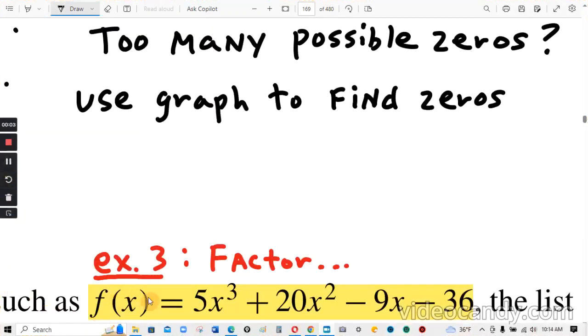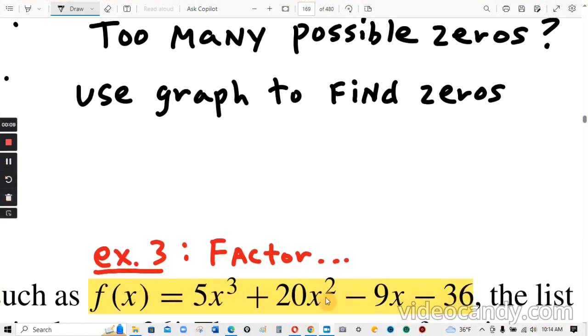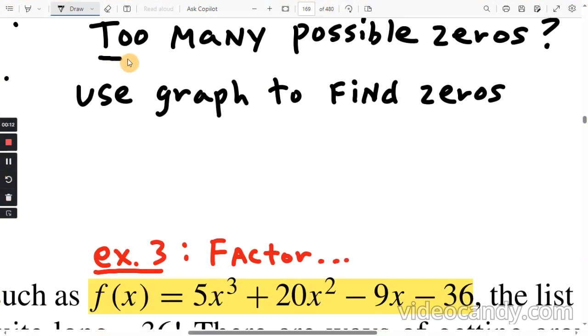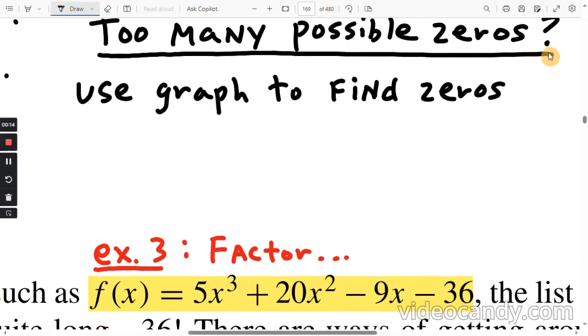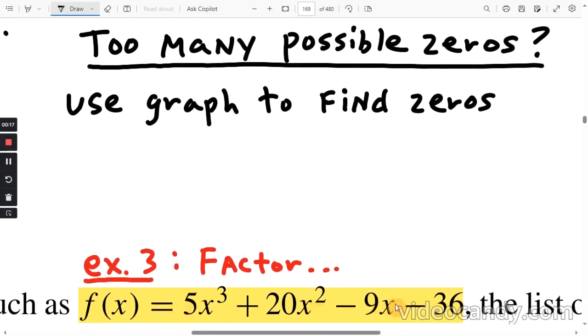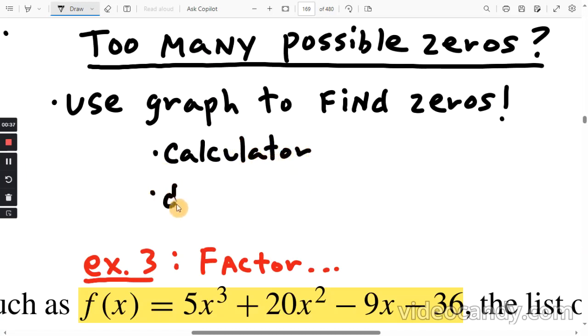So right here, the third example, if you use the rational zero theorem and you did P over Q, you may end up with too many possible zeros. Like for instance, this one here, it's going to have 36 possible zeros. So what you want to do is use the graph to find the zeros. If you have a graphing calculator, you can use that. Or if you have internet access, you can use a website like Desmos.